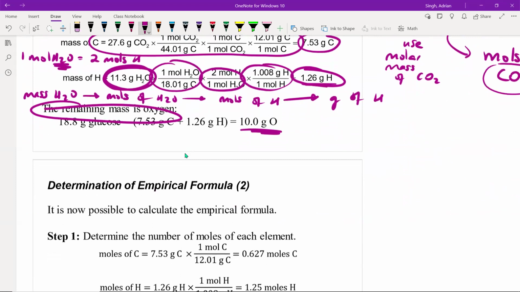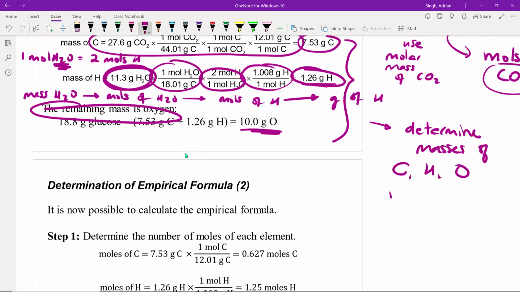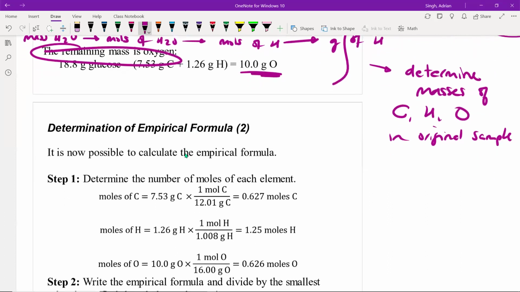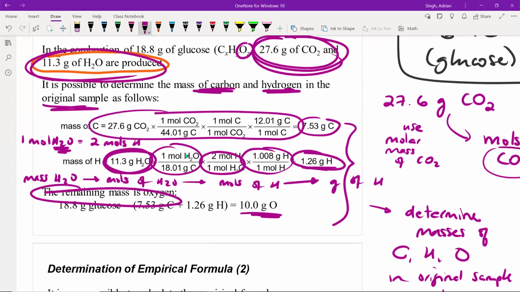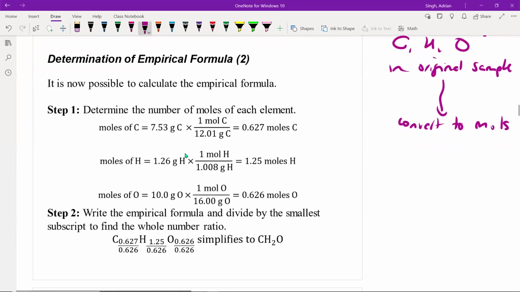So by going through these calculations, I can determine the masses of C, H, and O in my original sample. That is not a formula, that is just a ratio of masses. What we need is to convert these masses into moles. So we're going to convert them to moles of each of those. In order to convert to moles, we're going to use the molar mass for each of those things.